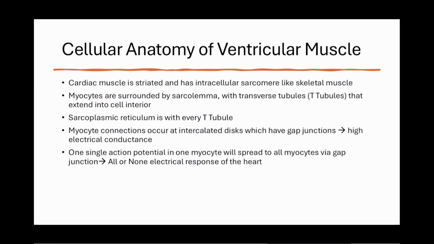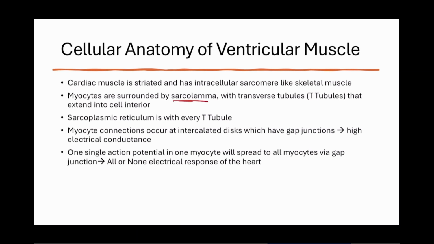In cardiac muscle, the myocytes are surrounded by a sarcolemma, but they also have this function called a transverse tubule, or a T-tubule. And what the T-tubule does is it extends a little bit inside the cell. Main job of all this is for calcium. Every sarcoplasmic reticulum is with every T-tubule. What does a sarcoplasmic reticulum store? Calcium. So every T-tubule is going to have an SR right next to it. This will come into play in a second when we get there.